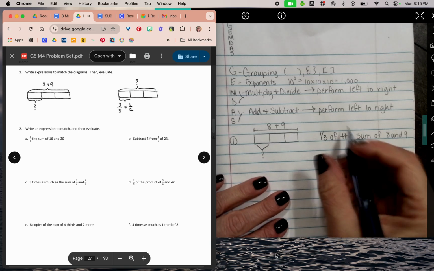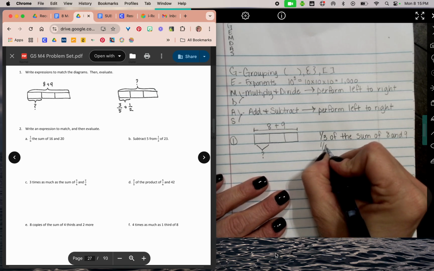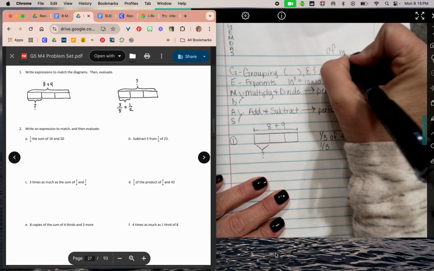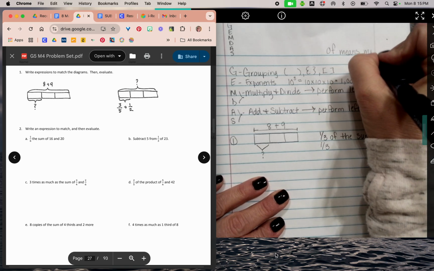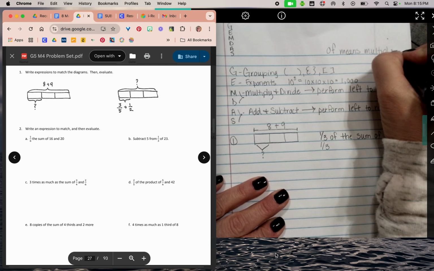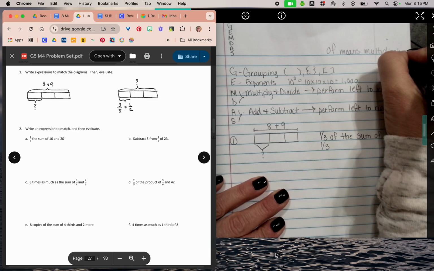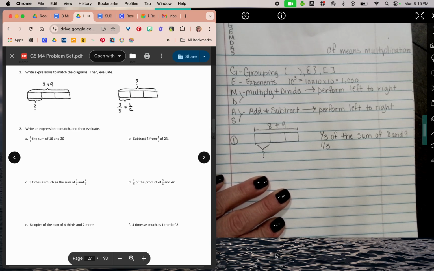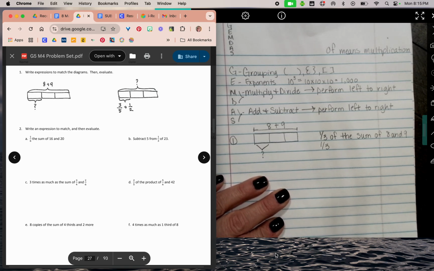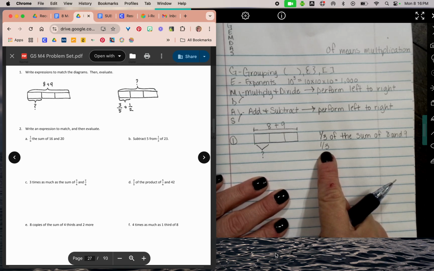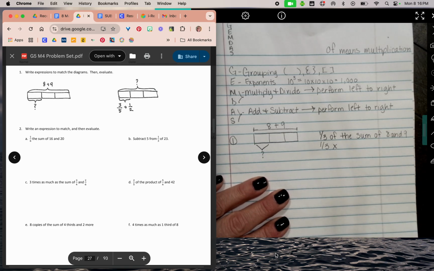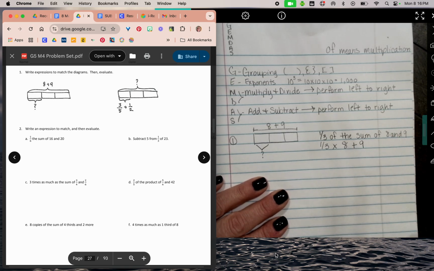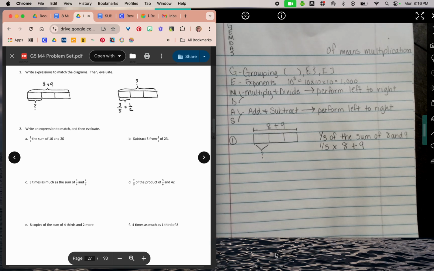So when I see 1/3 of the sum, that word "of" means multiplication. It could mean multiplication because we have groups of whole numbers. It could mean multiplication because we only want a portion of a number instead of the whole entire group. In this instance, we only want a portion. We want 1/3 of the sum of 8 and 9. Sum means addition. So I have 1/3 times 8 plus 9.